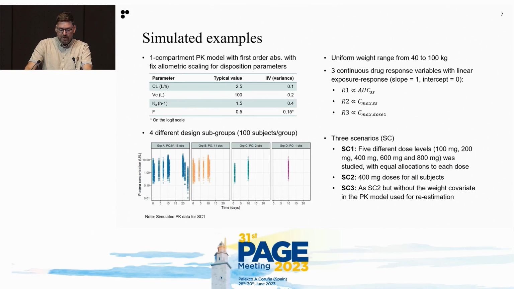Then we applied 3 different scenarios. Scenario 1 with 5 different dose levels ranging from 100 to 800 milligram. Scenario 2 with only a single dose level for all individuals. And scenario 3 also with a single dose level, but in addition we removed the weight covariate when re-estimating model parameters.